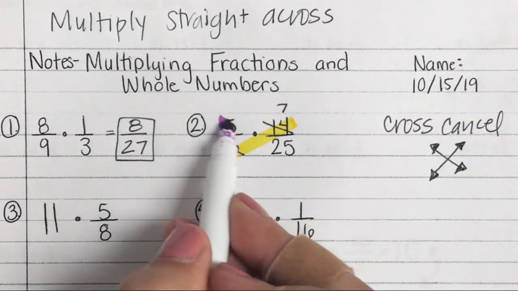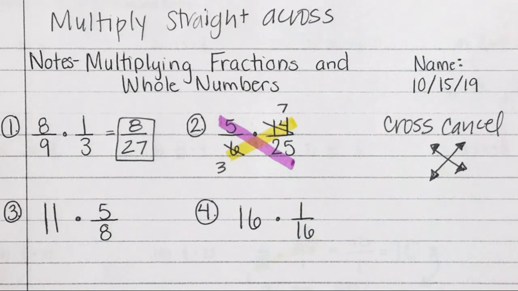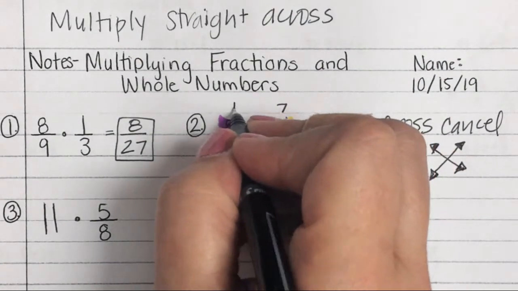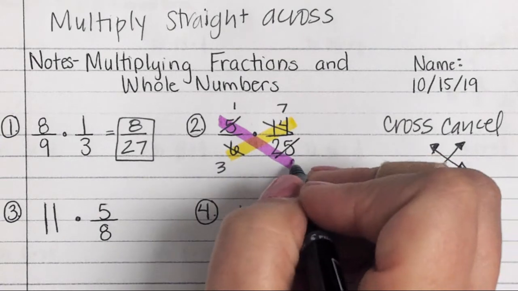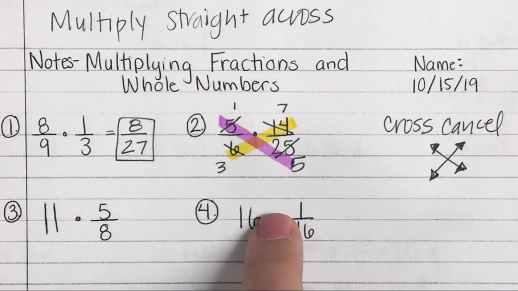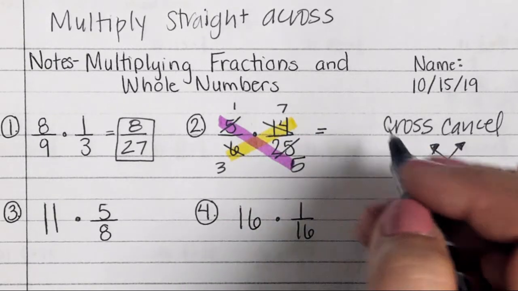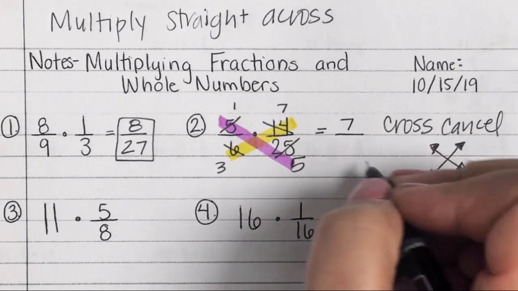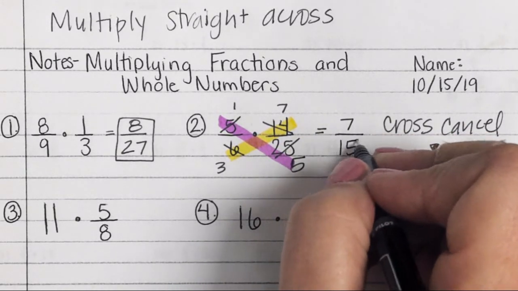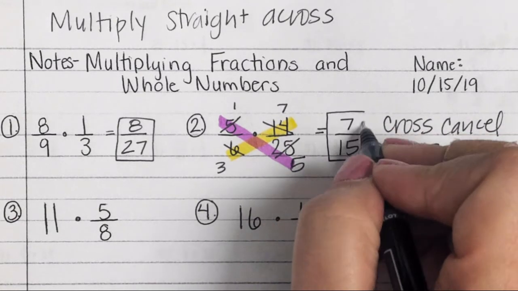We can look at, again, right here, is there a number that can go into 5 and 25? 5. So 5 will go into 5 one time. 5 goes into 25 5 times. At this point, I can multiply straight across. 1 times 7 is? 7. And 3 times 5? 15. Okay. And at that point, it's already simplified.